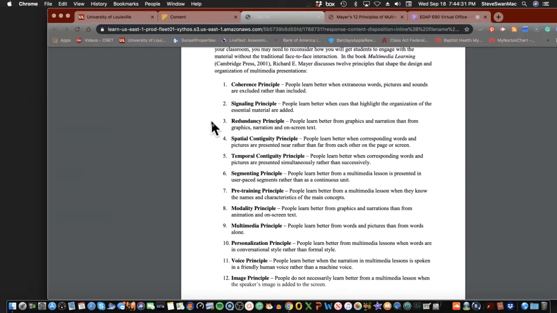Redundancy principle. People learn better from graphics and narration than from graphics, narration, and on-screen text. What? That flies against everything that the textbook people who provide you with those great PowerPoints to go along with the textbooks would have you believe. Let me read that one again. People learn better from graphics and narration than from graphics, narration, and on-screen text. How about that?